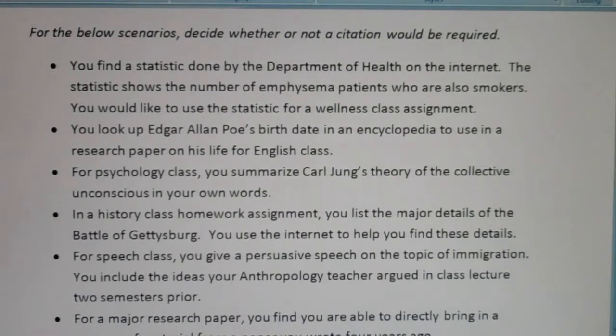Even if it's common knowledge, you have to give a quote reference, because if you're using someone else's words, you've got to give credit for that, or it's plagiarism.